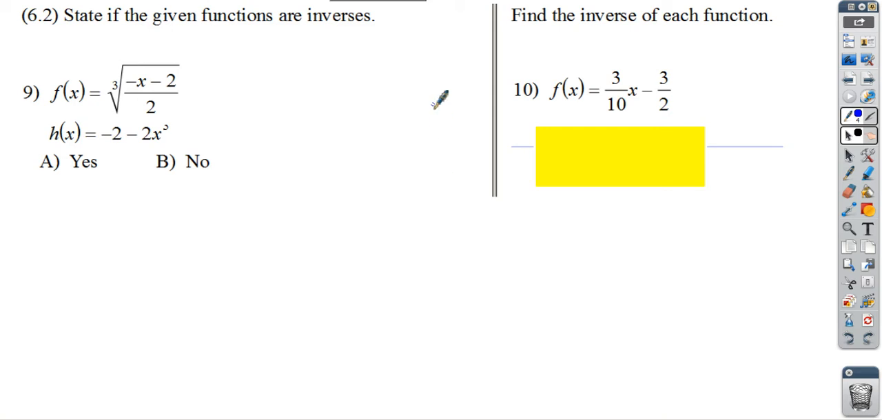Alright, so picking up with section 6.2 in the practice test, it says state if the given functions are inverses. And how do we do this? Well, here's the condition for something to be an inverse. We need to be able to say this.